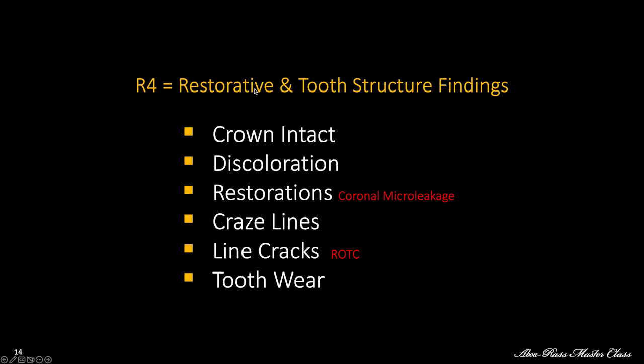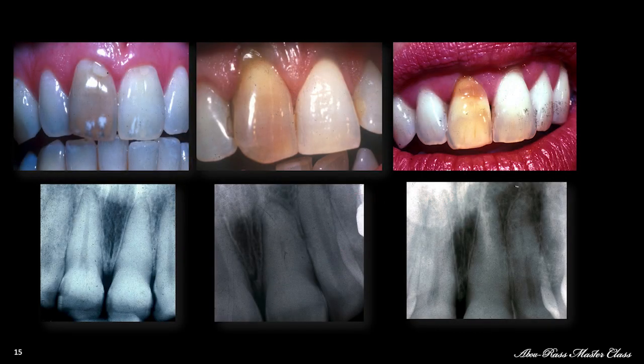R4, that is the restorative conditions and tooth structure evaluation. If there's no crown fracture, the crown will be intact. You may have some discoloration. You may not have any restoration, but if you do, please look for coronal microleakage. You may have some enamel crazed lines, they stop at the CEJ, or you may have line cracks. And in those cases, you have to rule out tooth cracks. And then you need to look at the tooth wear, which will be essentially the attrition, erosion, and abrasion. As I mentioned, about 40% of it will be tooth discoloration.